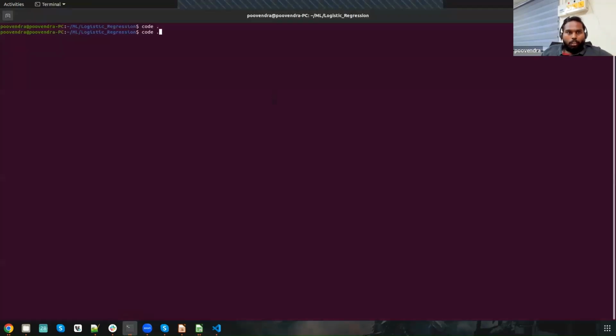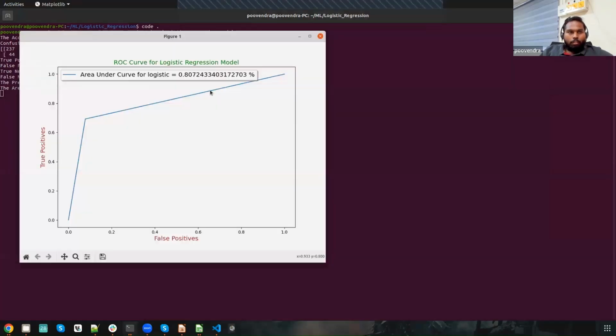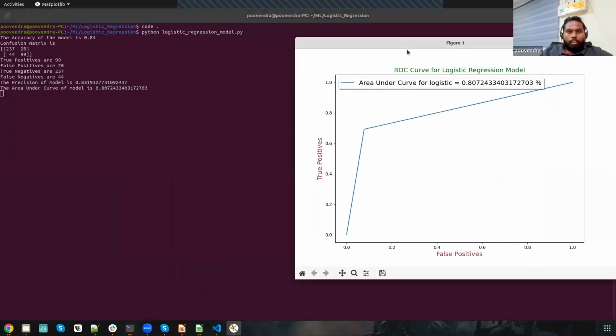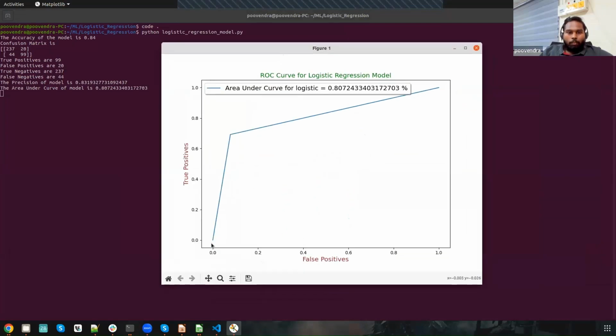So if I just try to run the model, okay, 1 second. Okay, so this is the area under curve. For my model, with my true positives and false positives, my area under curve is around 80%. So whatever my model is going to predict from the data is very high. I'm getting more true positives, so I am able to use this model for my test data prediction.